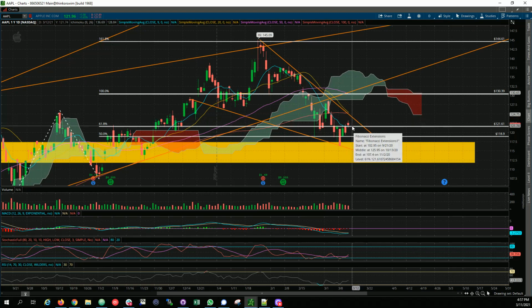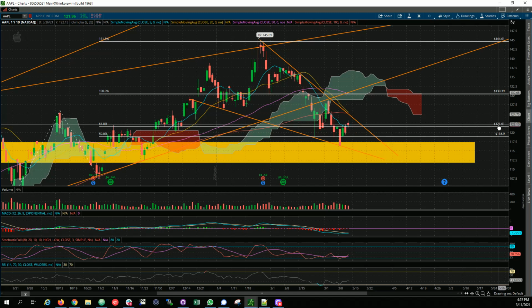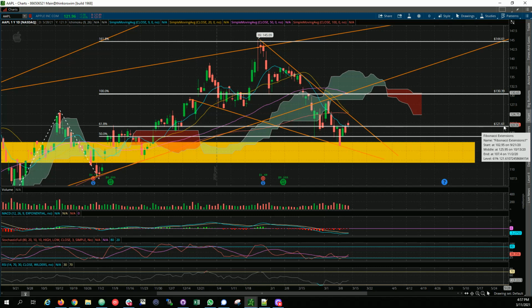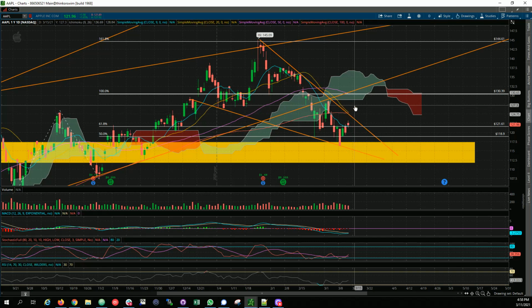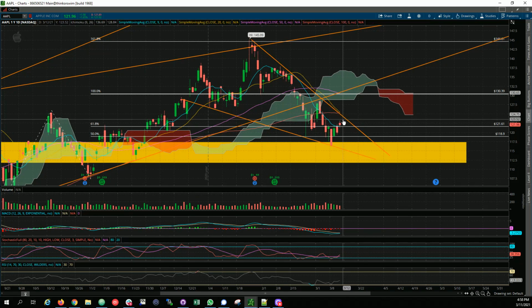Apple, nice regain over the 9-day moving average. 121.61, 120.61 is going to be your support right here. So 121.61. Above the 9-day, I think it's going to test 125, and I've been saying that. That's where your 100-day moving average is. It's still a pennant, guys.